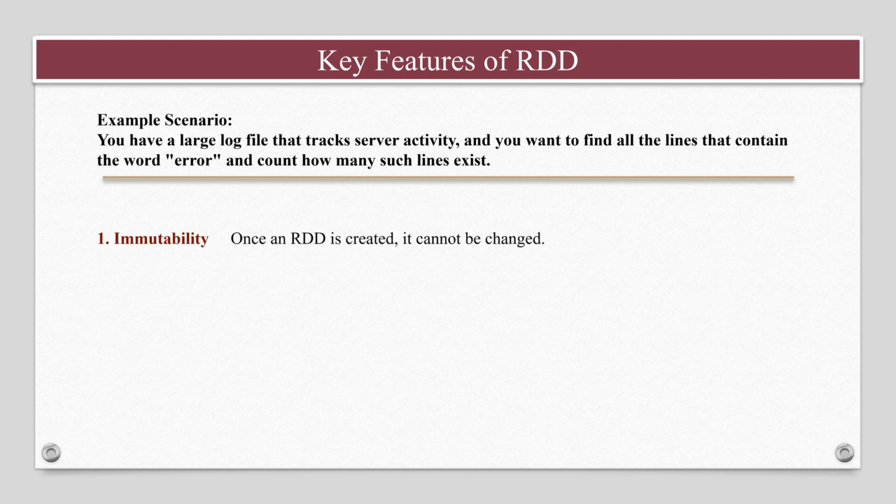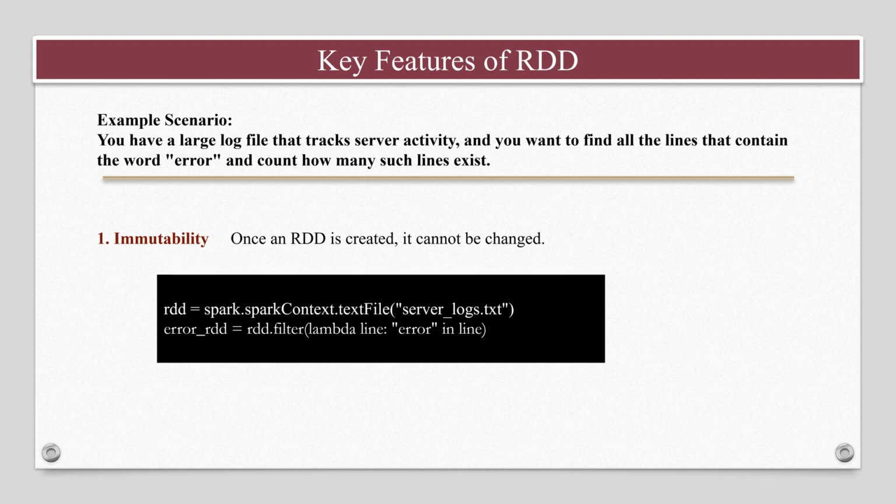So the first feature of RDD is immutability. Once an RDD is created, it cannot be changed. You can only create new RDDs from existing ones. In the given example, we load the log file into an RDD, that is RDD word. Once this RDD is created, it stays the same. If you apply a transformation like filtering for error lines, a new RDD will be created, that is error underscore RDD, leaving the original unchanged. So the original RDD is not modified here, but the new error underscore RDD is created with the filtered data. So once an RDD is created, it cannot be changed.